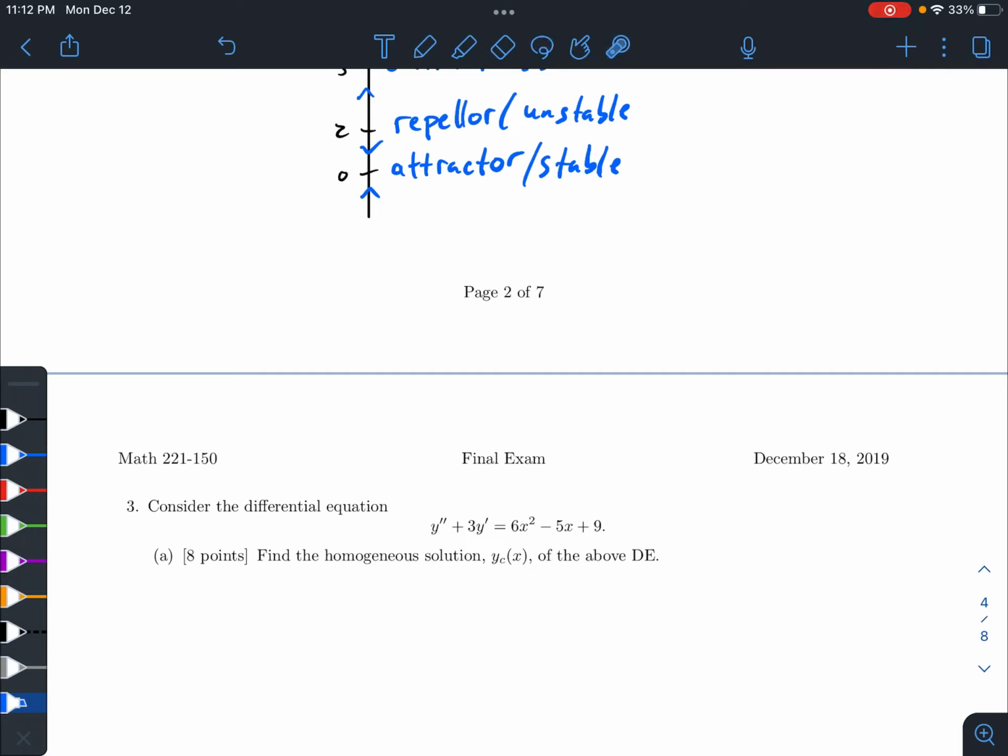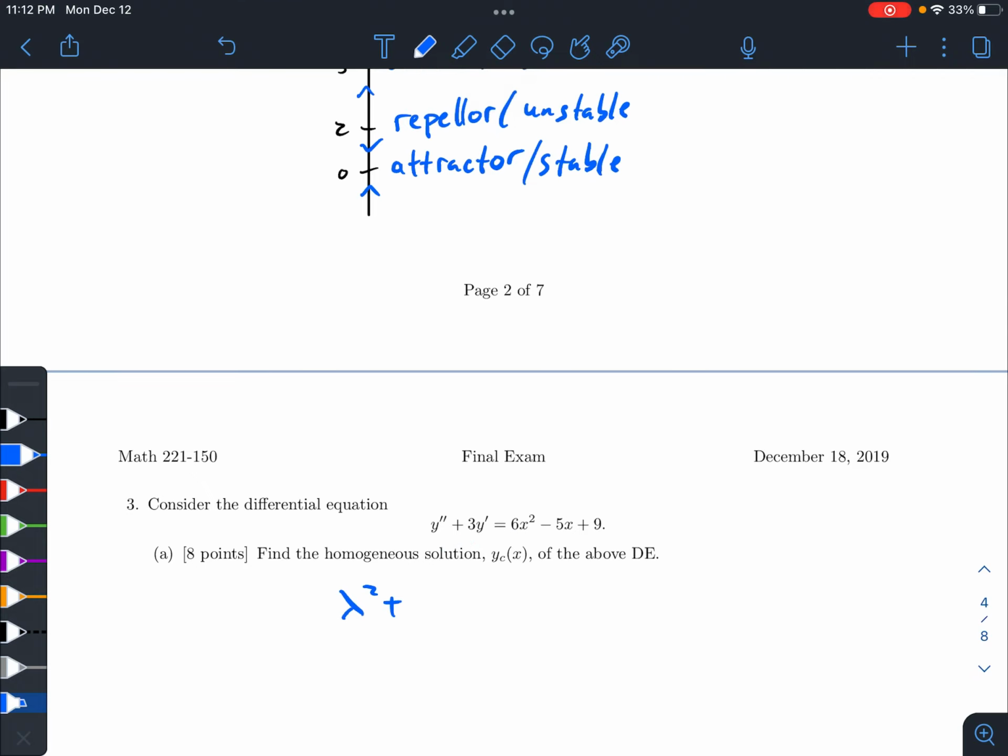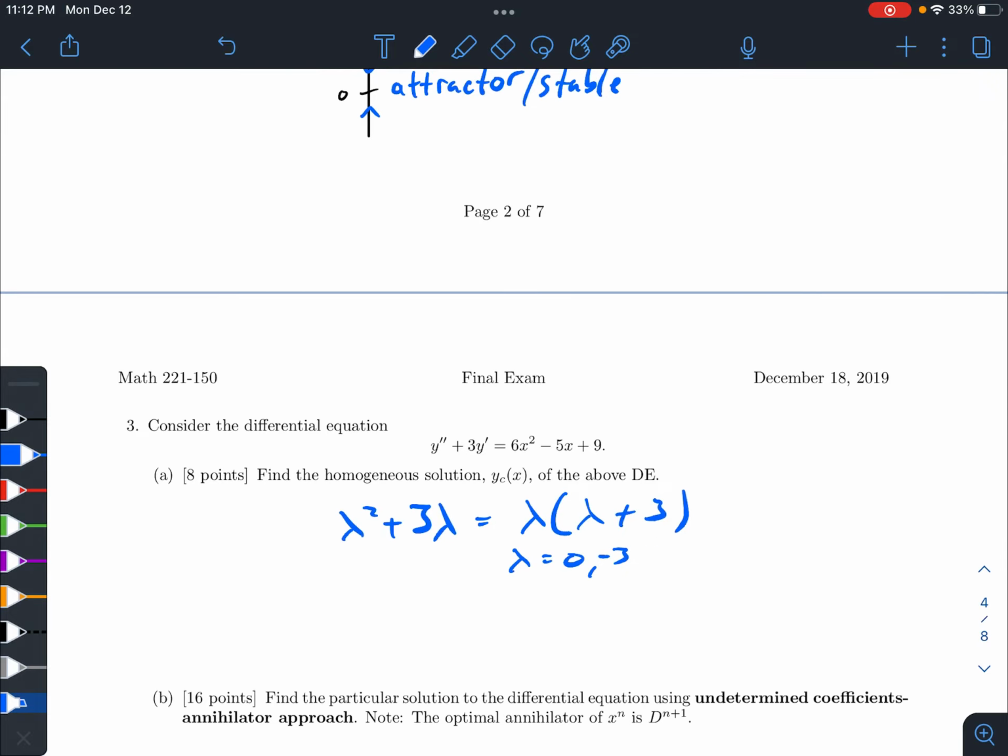All right, here's a differential equation. Let's find the homogeneous solution first. This is when you convert this left guy to a polynomial, so lambda squared plus 3 times lambda, and there's no constant, or there's no multiple of y here. Then we factor this. Their solutions would be 0 and -3.